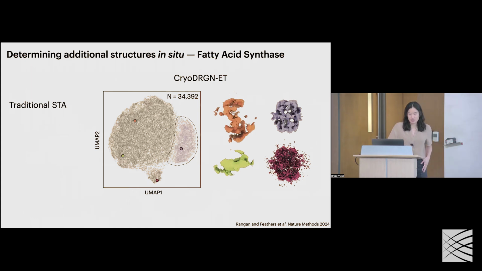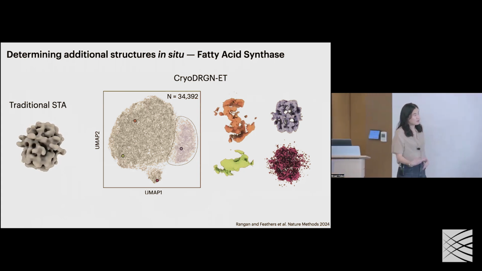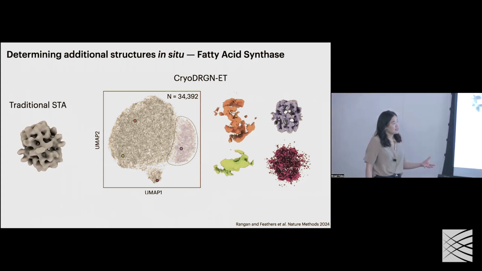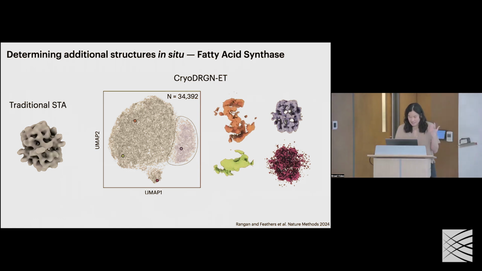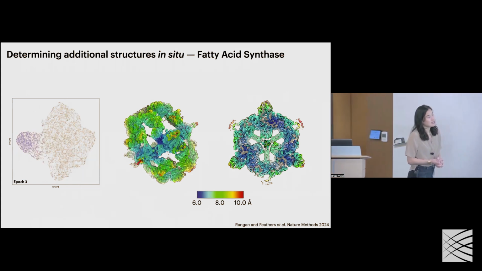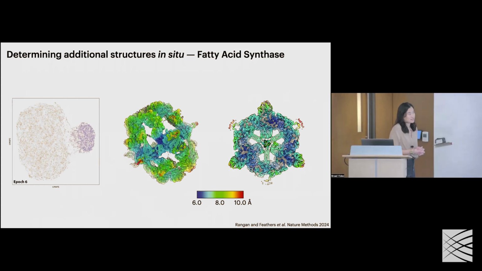As another demonstration, instead of the ribosomes, which are very abundant, we also analyzed the fatty acid synthase complex. The traditional subtomogram averaging approach from the picked particles looks something like this. When we look at the same data set with cryoDRGN ET, we get this latent space and we see a distribution of structures, only one region of which actually looks like the fatty acid synthase complex. So when we take this subset of particles and do a traditional refinement, we now get a much higher resolution, beautiful structure of the yeast fatty acid synthase.